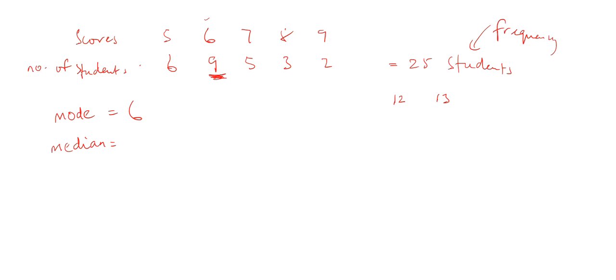Now remember, the median should lie somewhere between the 12th and 13th student. So therefore, the 12th and 13th student actually falls in this region here. So therefore, the median is actually 6 again, similar to the mode, right? Now, I know this can be very confusing.